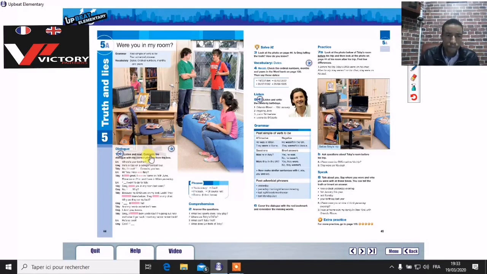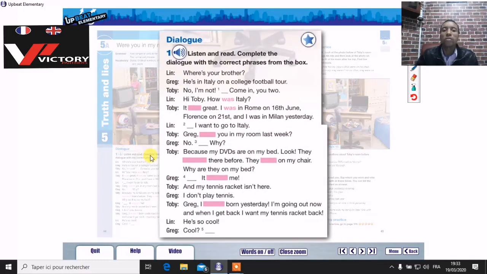So let's see right here. The question says, listen and read. Complete the dialogue with the correct phrases from the box. As you are listening, you are going to memorize the words that are in red. So because here they are important to understand the context of the dialogue. So let's listen.